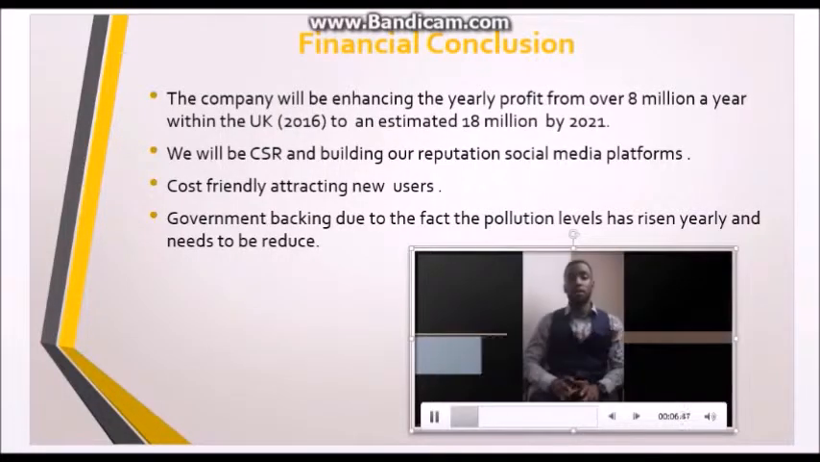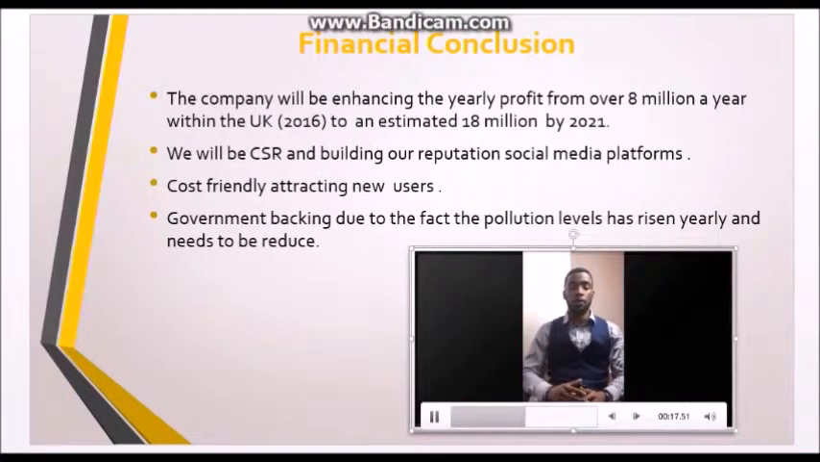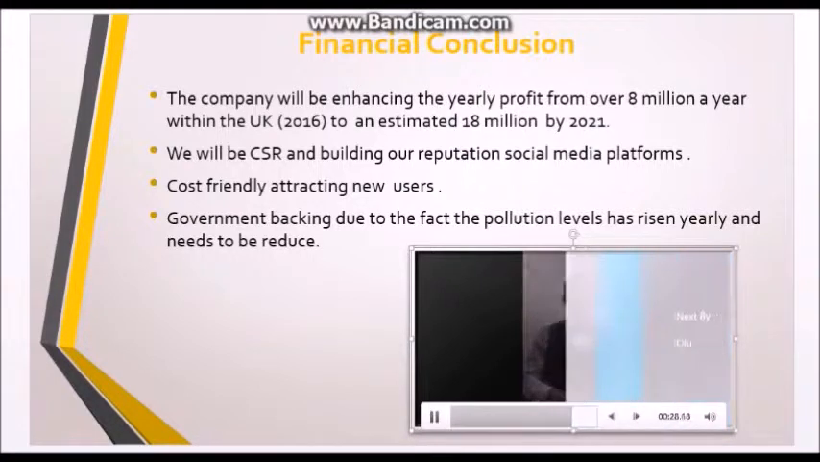The company will be announcing yearly profit rising from 8 million a year in 2016 to 18 million a year by 2021, and gradually increasing onwards. Our CSR will be renowned for it, and we'll be building a reputation on social media platforms. We'll remain cost friendly, attracting new users, and we'll also have government backing due to the fact that pollution levels have risen and need to be reduced.